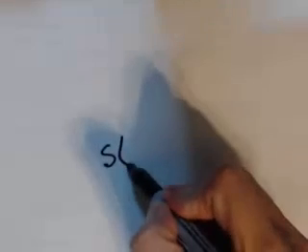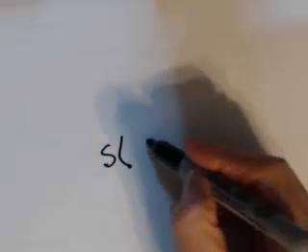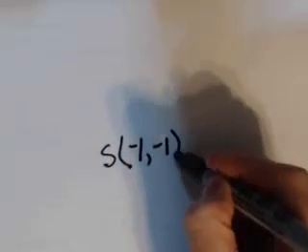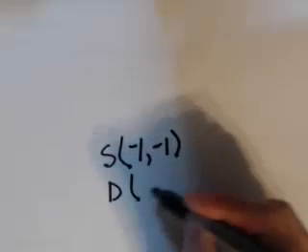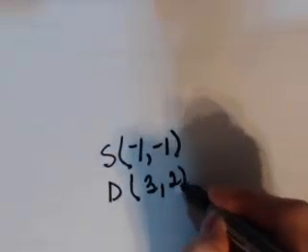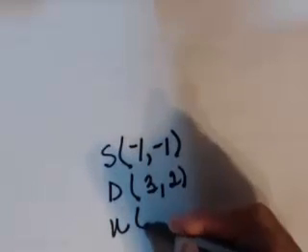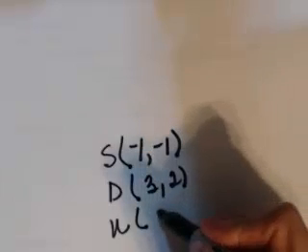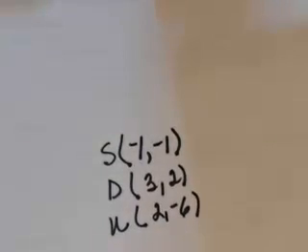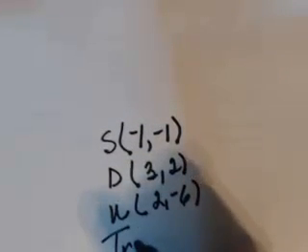So let's start out with coordinate S, -1, -1, D, which is 3, 2, and U, which is 2, -6. So the first thing we will do is a translation.